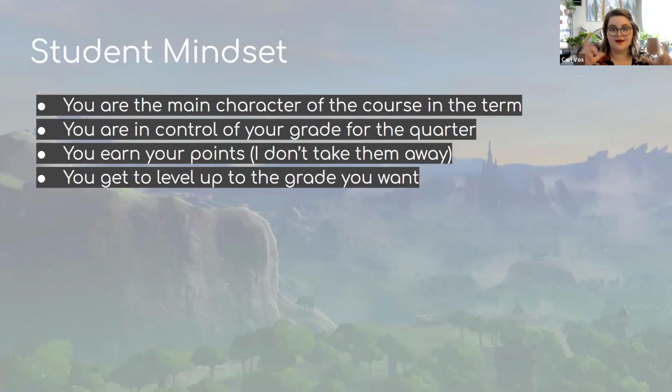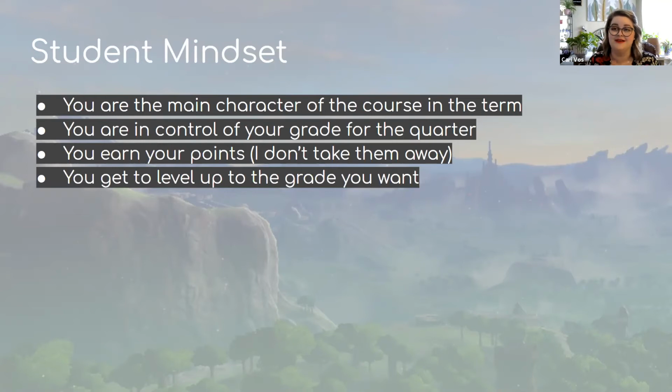But I also give them a list of points that say, here's how many points you need to reach the next level, level A, level B, and I'll show you what that looks like in my syllabus. But at the end, I say, everything is in your control. I am not the one in control of your grade at this point.